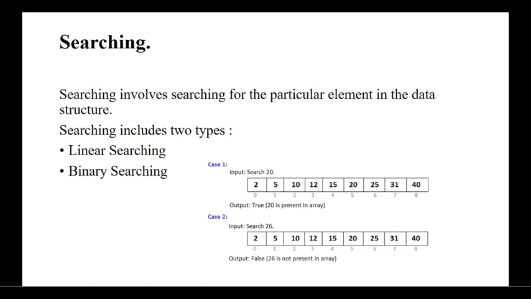If the element is not available, we will start searching from the first element to the last element. Even after visiting the last element, if we are not finding our required element, then we can consider this as an unsuccessful search.